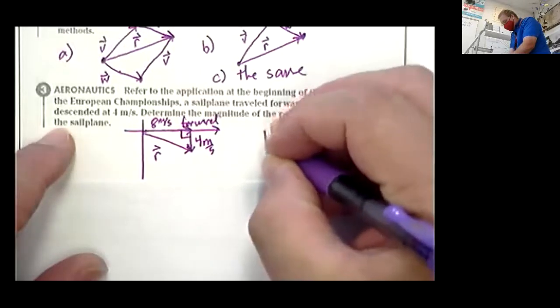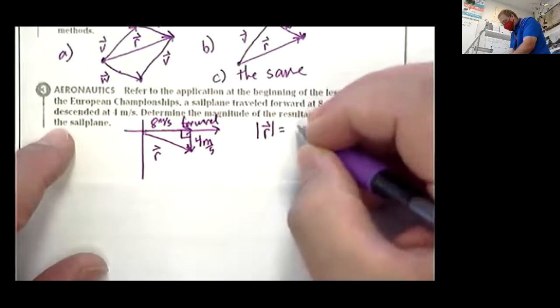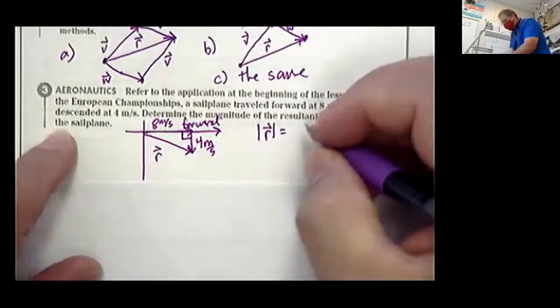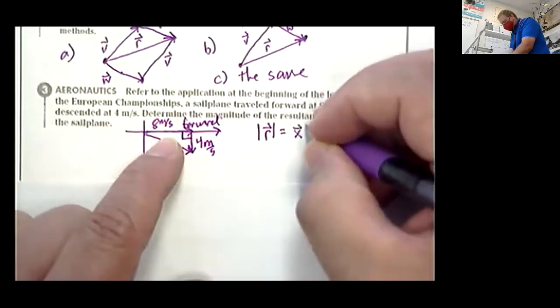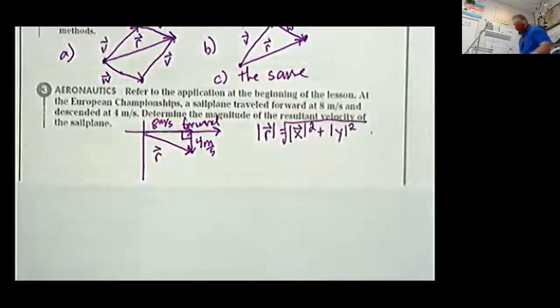So the r vector magnitude is equal to, and I'm going to come up with a formula for this, the x vector squared plus the y vector squared, square root. So just Pythagorean theorem.